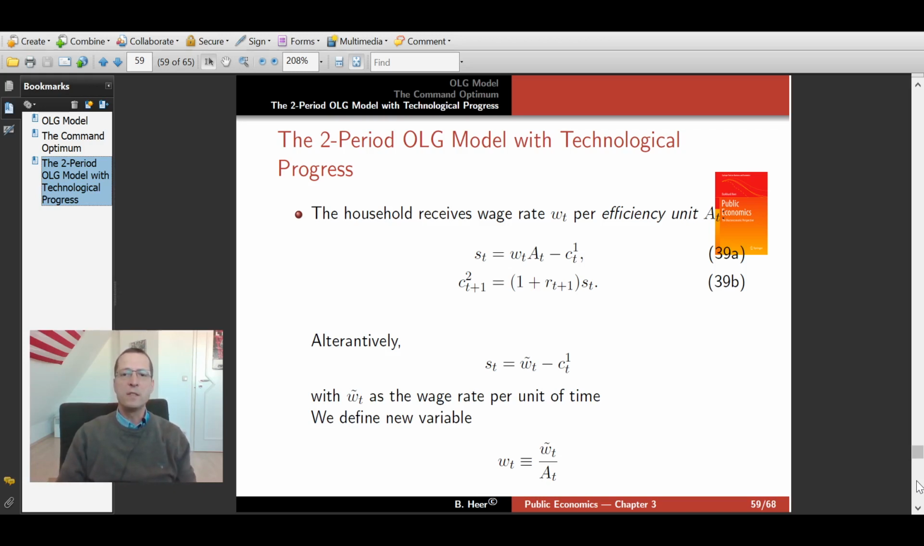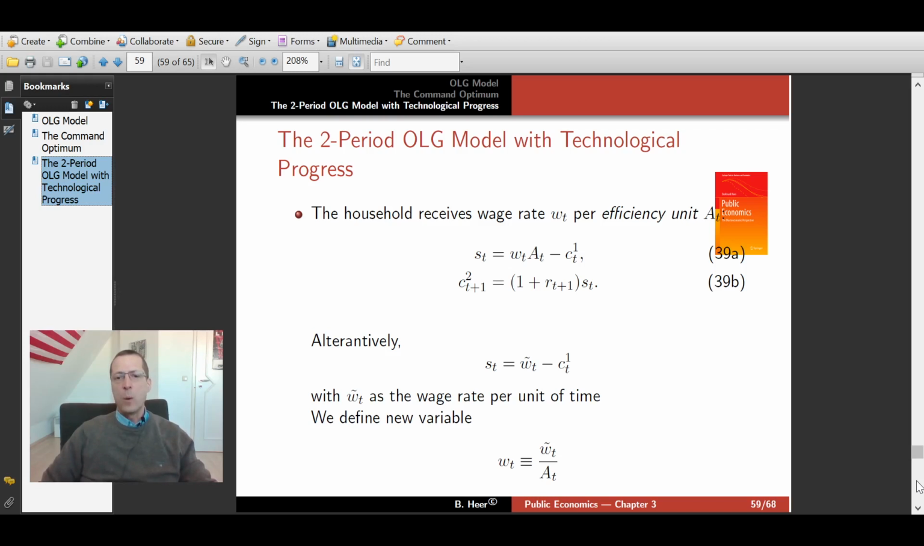Now we have introduced the wage rate here, w_t, as the wage rate per efficiency unit. So the household works 1 unit, has aggregate efficiency a_t, and as a consequence, gets the wage w_t and labor income w_t a_t. Now, we do not really observe this wage rate per efficiency unit. So I couldn't tell you what's the wage rate of my efficiency unit. I don't know how efficient I am.